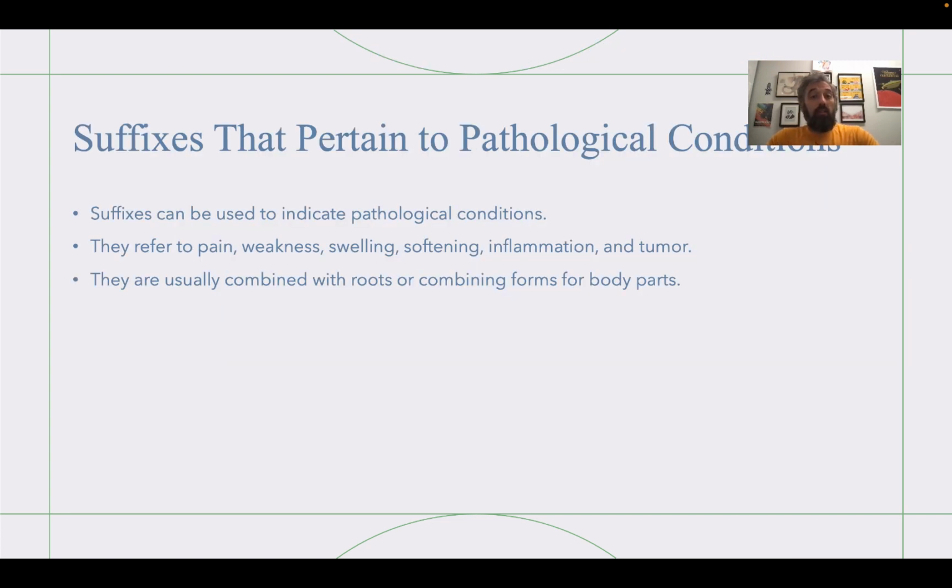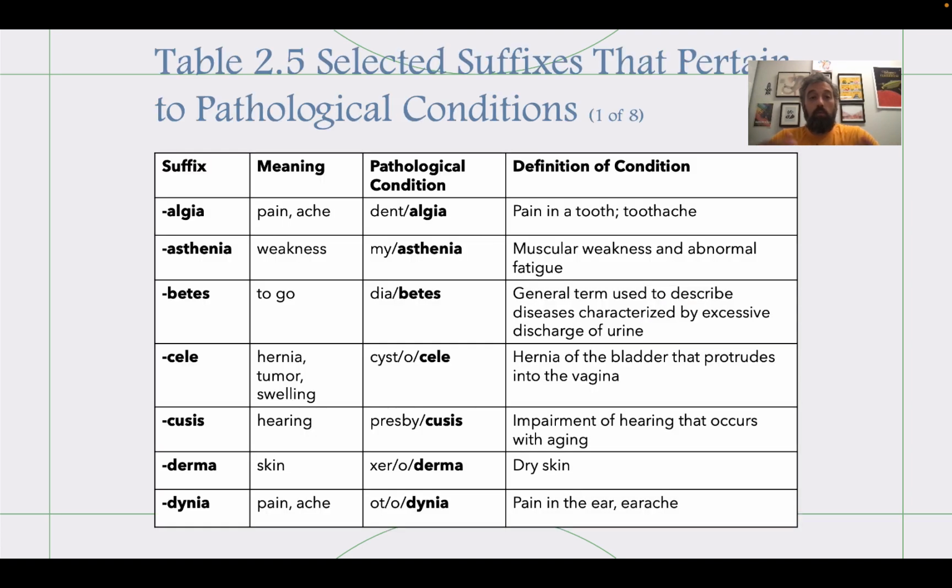You can also have pathologic conditions of something. Generally, they refer to pain, weakness, swelling, softening, inflammation, and or a tumor. And they're combined with the root form or the combining form for different types of body parts. You can see all of these here. There's actually some of them that we've already talked about. And throughout this whole chart, we have our suffix, we have our meaning, we have the pathological condition as an example, and then what that condition actually refers to.